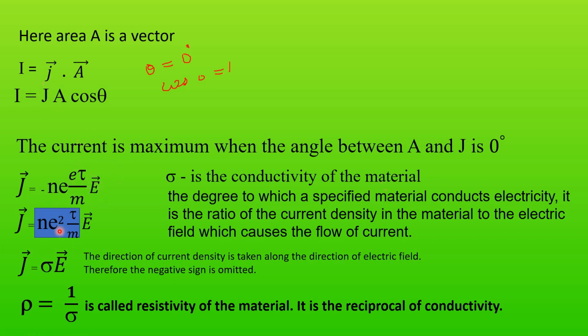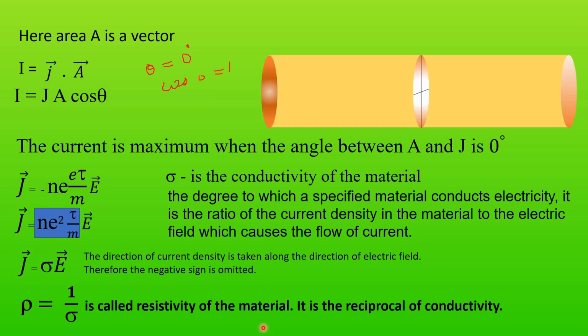From the drift velocity, I can write n e into e becomes e square tau by m into e vector. So j is equal to sigma e. This is also one of the important equations. The j vector is equal to sigma e, which represents that the direction of the j vector is along the direction of the electric field, because the conductivity is a constant. And here the negative sign can be omitted because the current density and the electric field are acting along the same direction, so you can neglect it.